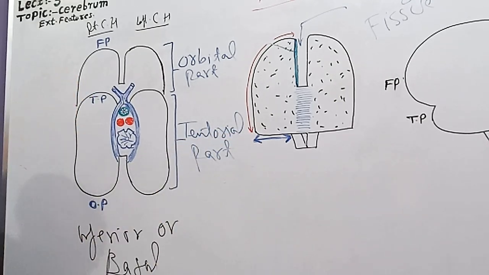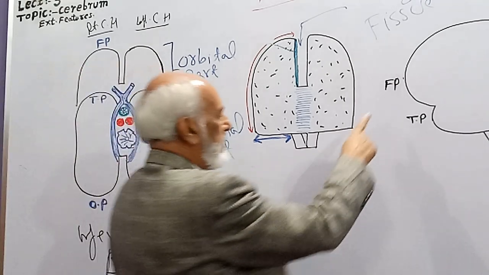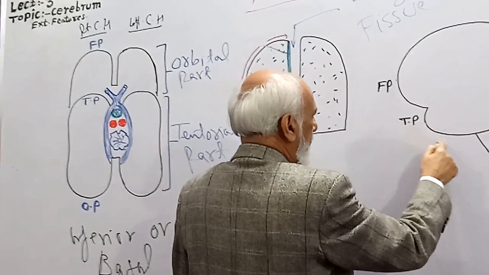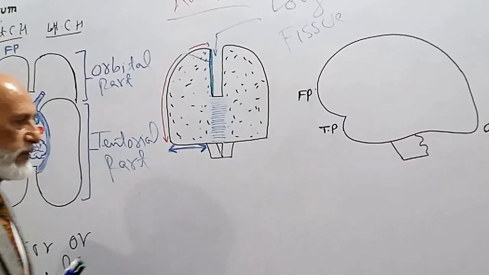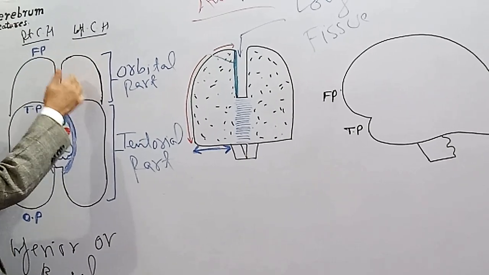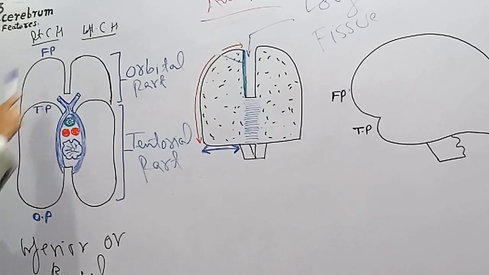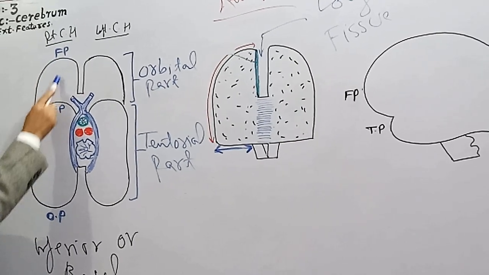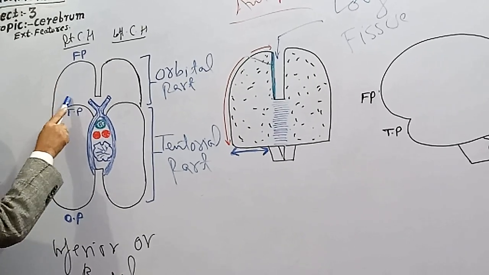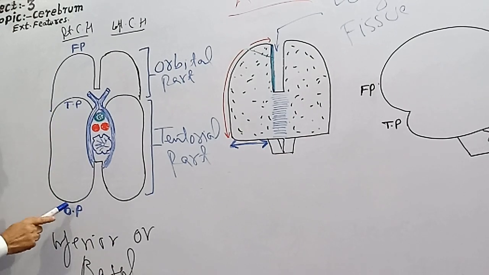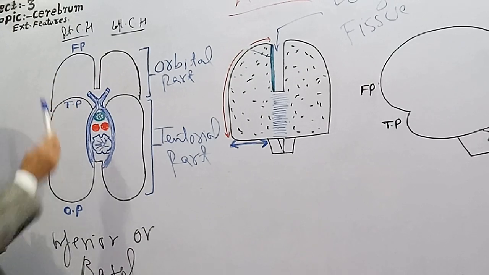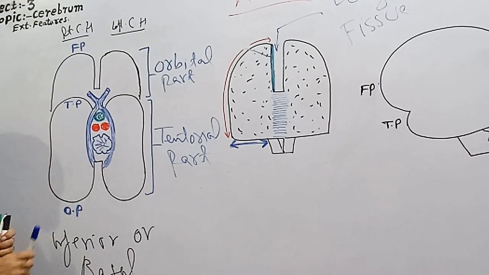Of cerebral hemisphere. So you can see here, from here up to here, this is basal inferior surface and it is irregular because here there is temporal pole also. So this is therefore divided into two parts. From frontal pole up to the temporal pole, this is orbital part of the basal surface of the cerebral hemisphere. From temporal pole to the occipital pole, this is the tentorial part. Now I will explain why it's called orbital part and why it is called tentorial part.